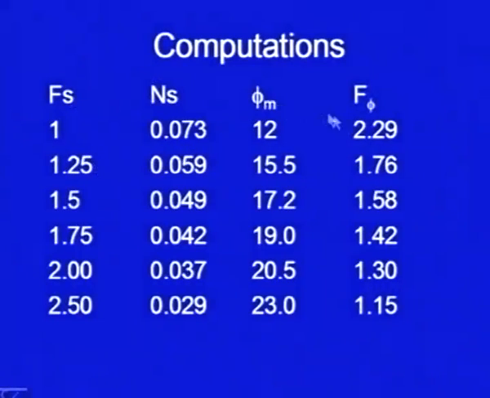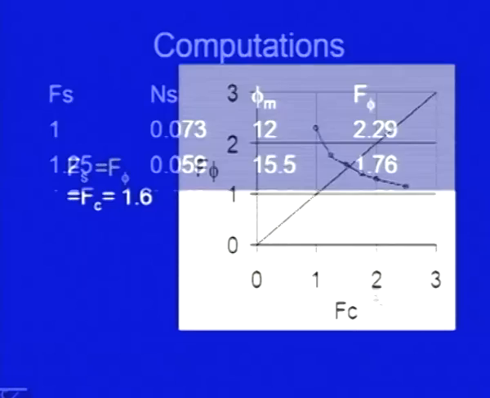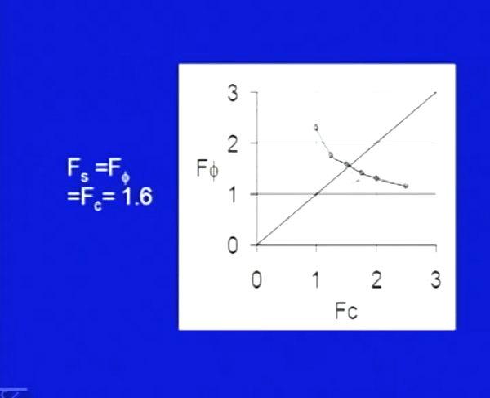So, here I have shown the computed values. This was our assumed value, this was Ns, and this is phi m, and this was the computed Fphi. So, for different Fs values, these are the values of Fphi. In fact, these are the Fc values. So, for different Fc values, you are getting these Fphi values, and finally, we do the same thing.